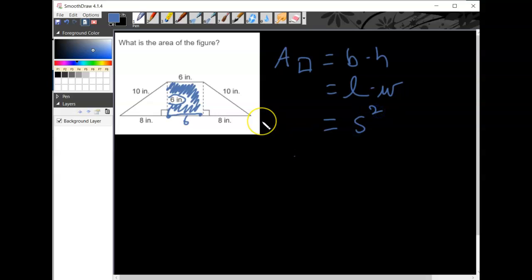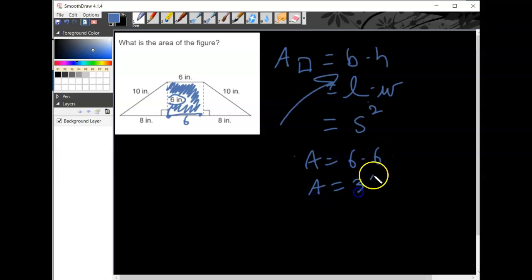You'll see that, like one of the side lengths times itself. But we could just use the good old parallelogram formula, base times height. It's going to be 6 times 6, which is going to be 36 inches squared for our square. So that square is 36. Now it looks like two identical triangles. So all we have to do is find the area of one of them and double it.